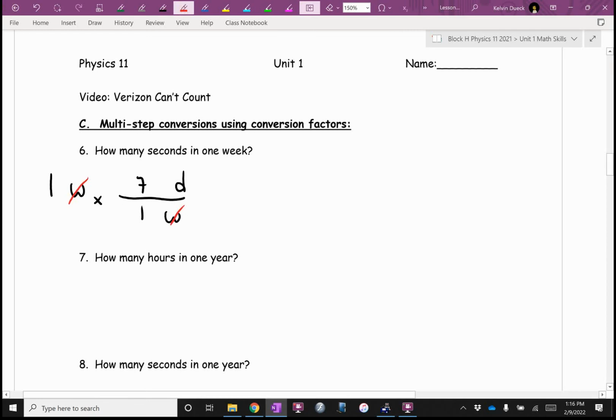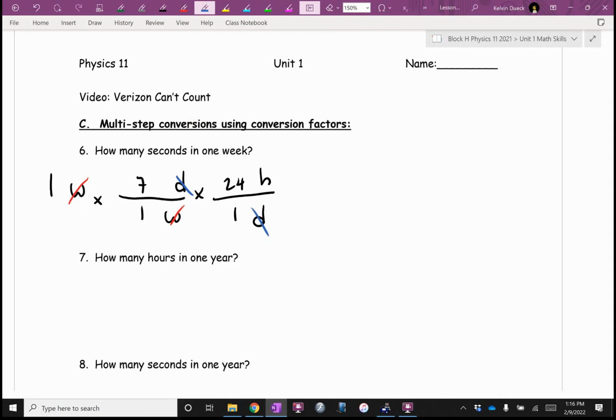Does anybody know how many seconds are in 1 day? No? What can I break days into? And you've all memorized this just because you've grown up. How many hours are in a day? You all know this. So let's use that. I want days to cancel on the bottom. Hours, 24, 1. Anybody know how many seconds are in 1 hour?